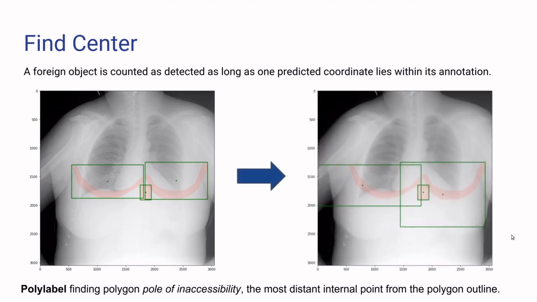As shown on the right side, the new bounding box recenters itself to make sure that the center will be within the annotation, and this center is also far away from the outlines. The polylabel algorithm itself uses a quadtree to search for these optimum points.